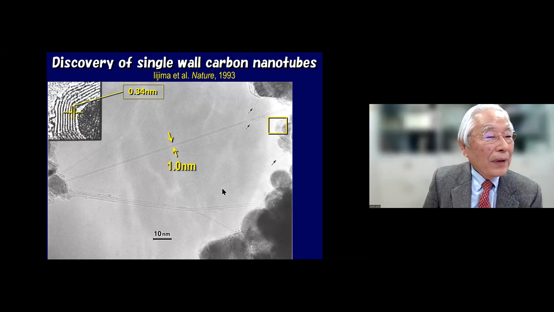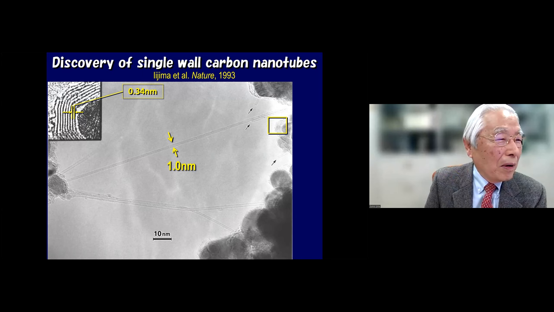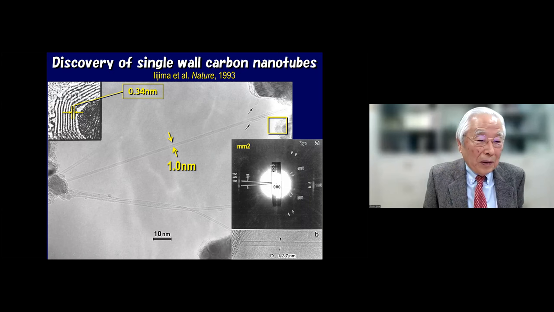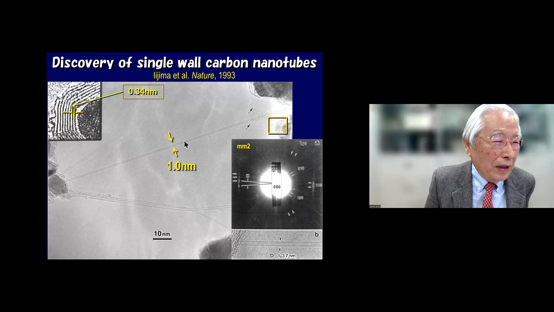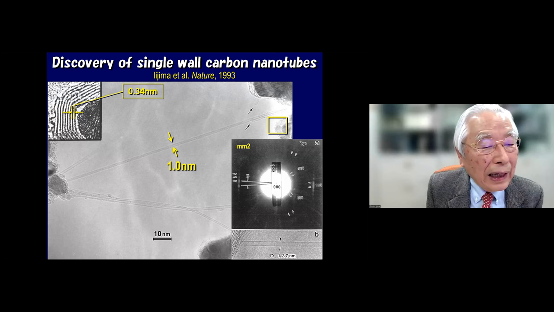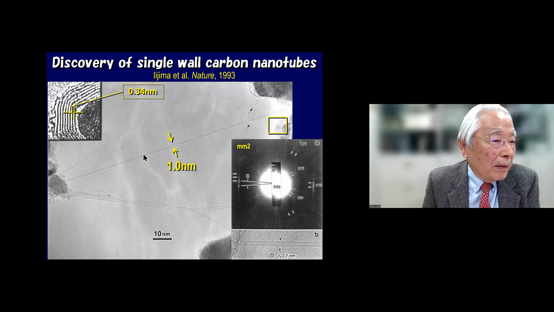If you show only this electron micrograph, maybe this tiny fiber might be graphitic material or amorphous, we cannot tell, but we need some evidence, right? So this is important. Here is an electron diffraction pattern from a single filament. It wasn't easy to take an electron diffraction pattern like this from the 1 nanometer fibers, but I could manage it, many years ago already. Anyway, you need this electron diffraction pattern to show the structure is really graphitic.